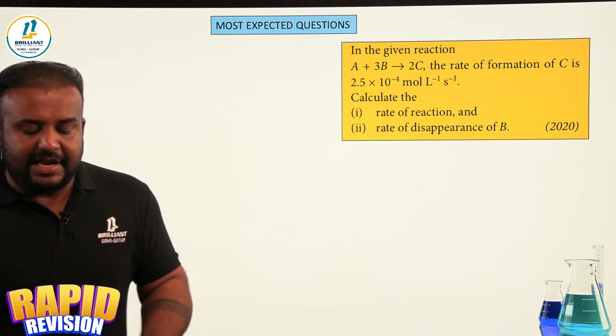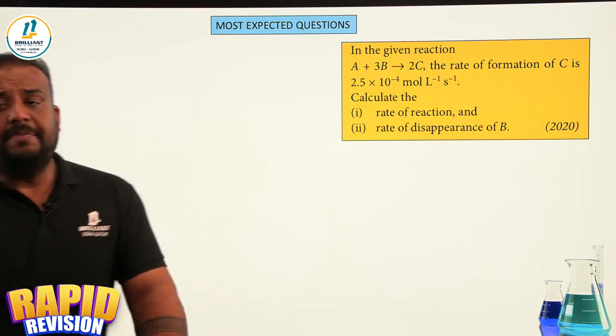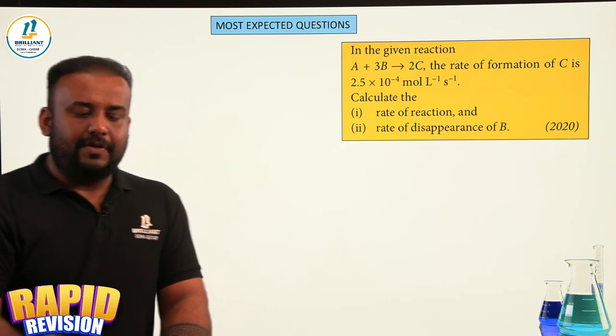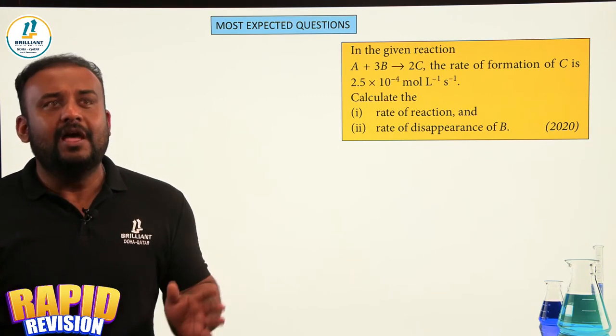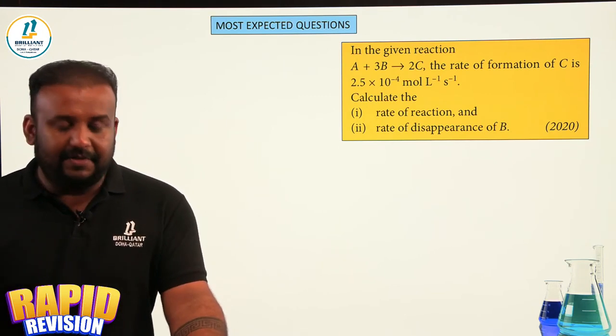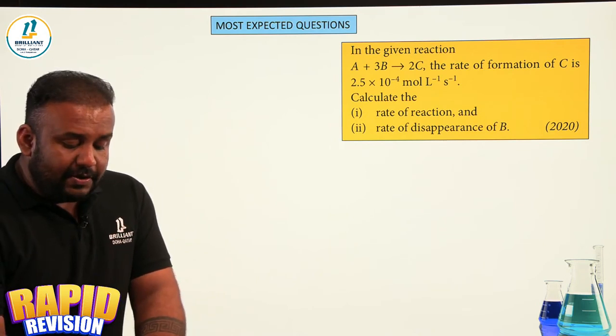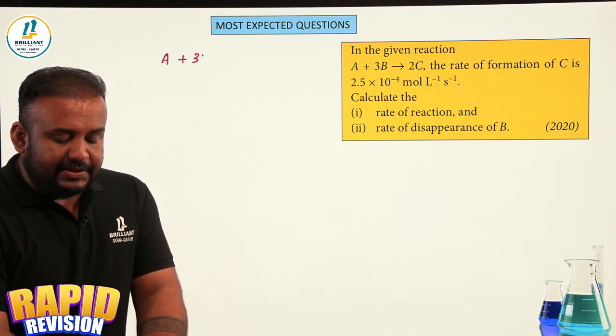Calculate the rate of the reaction and rate of disappearance of B. Let me tell you, this is a very important question, one of the most expected questions, and one which you may get wrong because of a careless mistake. Okay, so let's see what is the mistake that is going to happen.